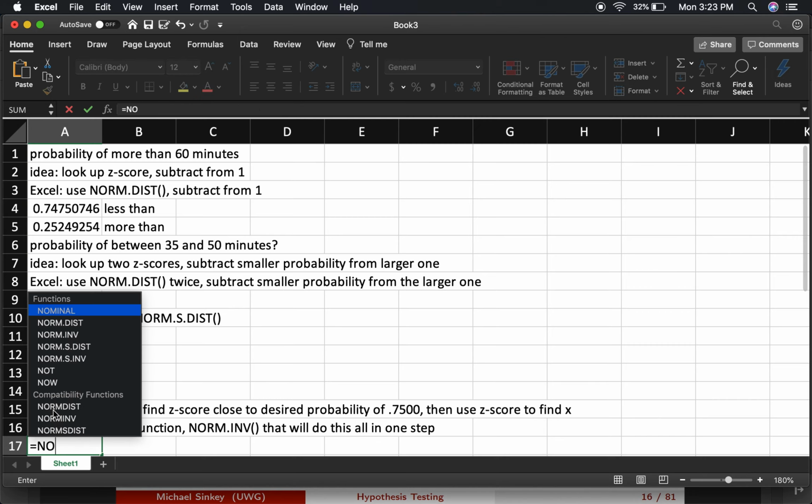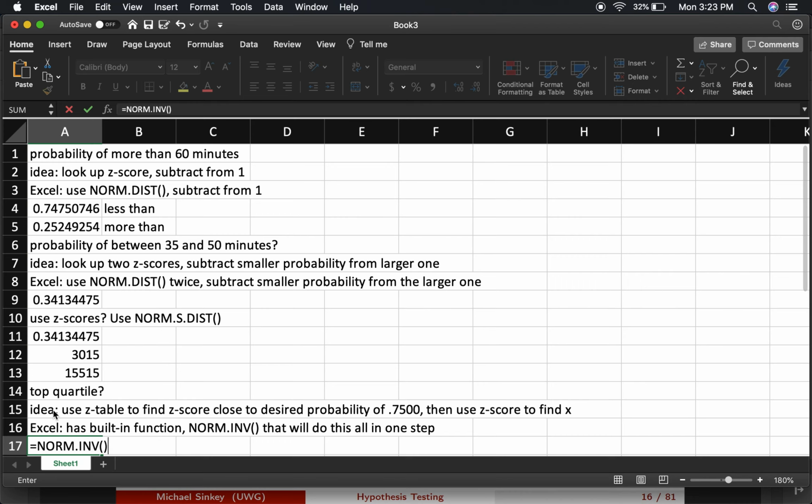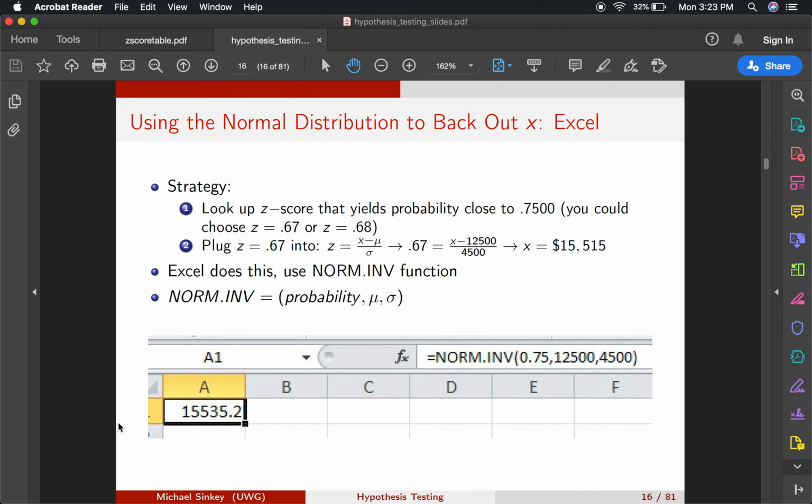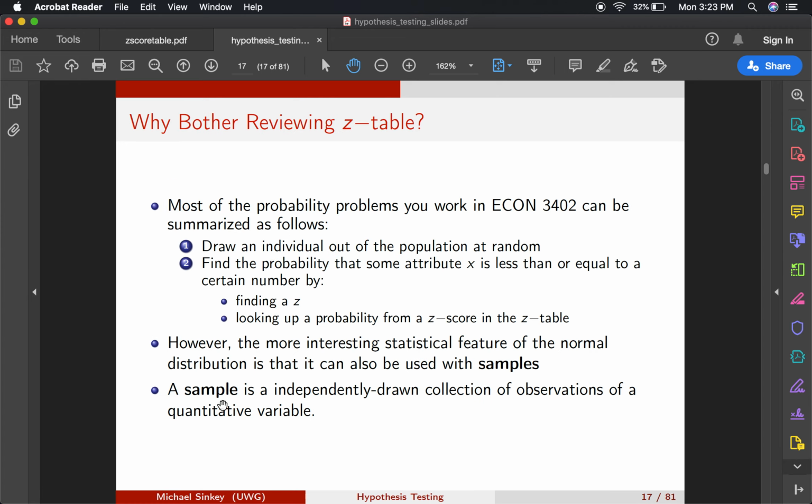So norm.inv: take the probability that you want, that's 0.75, take the mean, which is 12,500, take the standard deviation, and boom. Right there. And you can see that on this slide. I provide a screenshot of it, but you saw right there in the video how it works.